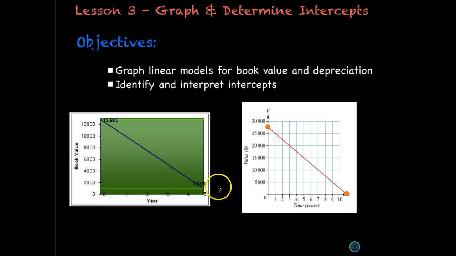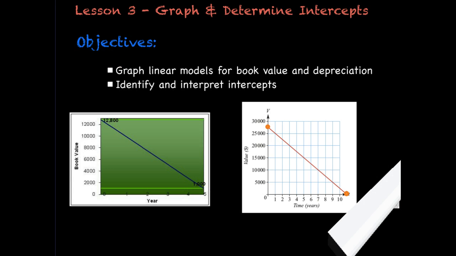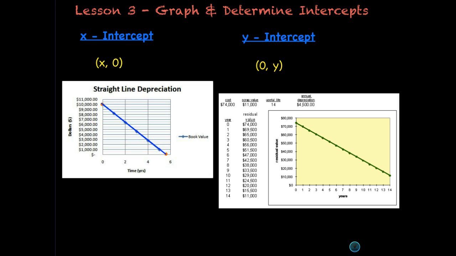x-intercept. If we look at the second graph over here, we do have a y-intercept and we do have an x-intercept. And that's because we have a starting book value and then the book value depreciates all the way to 0 here. Okay, let's continue on and look at some additional examples.